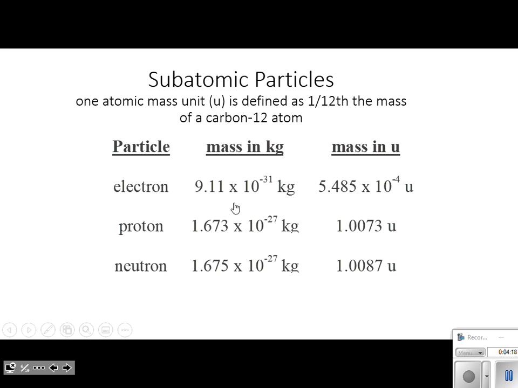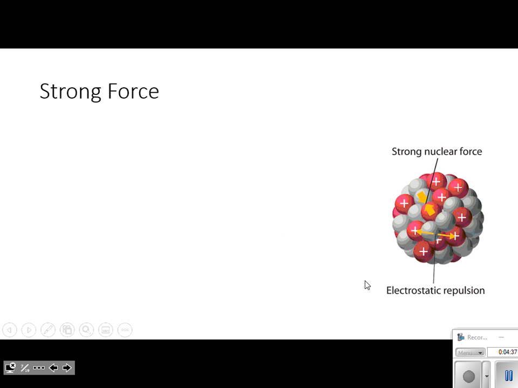These kilograms here are what the actual masses are. So those are all, you can see, negative 31, negative 27, negative 27. They're very, very small in terms of kilograms. But this atomic mass unit right here is going to come into play in a little bit, these values.